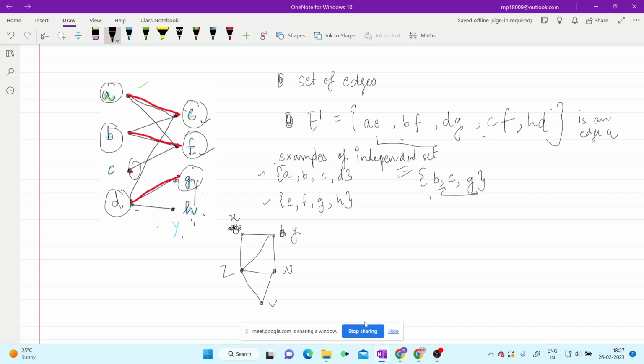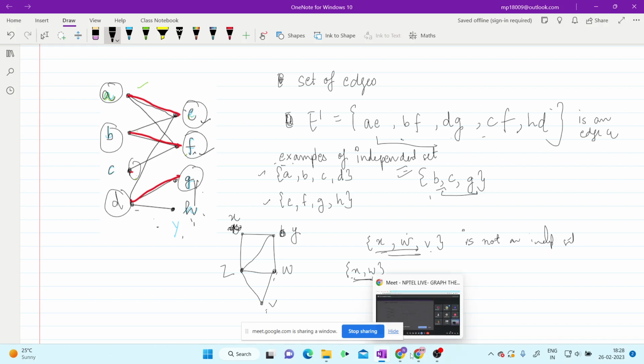And if a graph is not bipartite, suppose this is that graph, a general graph, does this have some independent set? Can we say X, W and B, XW and D? Okay. XW is correct, but we can't add V to it because we shouldn't have any edges, and WV is an edge. So this is not an independent set, but your thought was right. XW is an independent set.